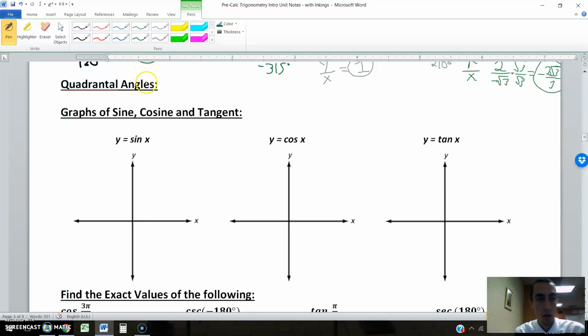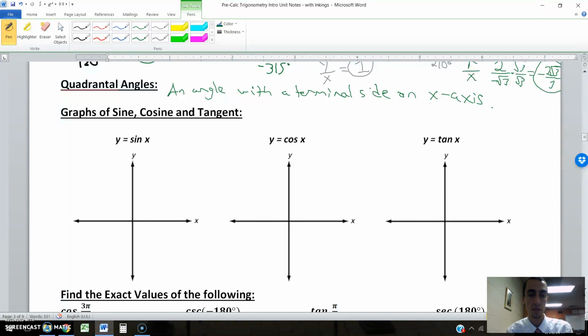Next up, quadrantal angles. A quadrantal angle is an angle for which you can't draw a reference triangle. These are angles with a terminal side on an axis. If you try drawing a triangle, you'll find out that you wouldn't be able to. It would just basically be a stick, and you can't draw a triangle with it. So what we need to do for quadrantal angles is know a little something about the graphs of the sine, the cosine, and the tangent functions.